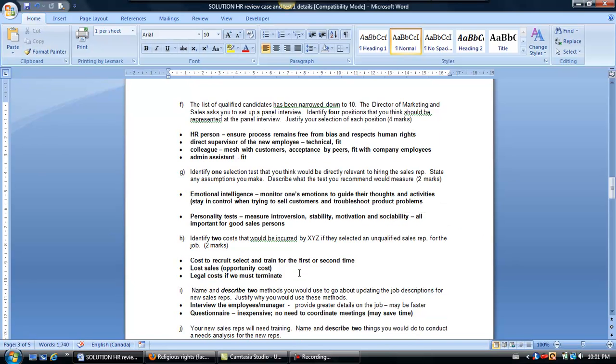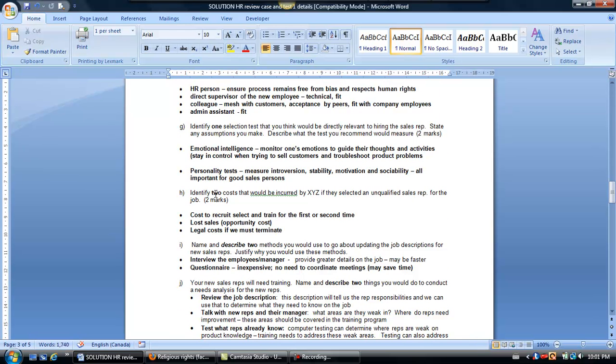Okay, now let's look at H. Identify 2 costs that would be incurred by the company if they selected an applicant that was unqualified for the job. Well, obviously, one cost would be the cost to recruit, select, and to train for the first time or the second time, right? So what we mean by that is, say, for example, we have to terminate somebody, then we'd hire a new person, right? So we would have had to go through the recruitment, selection, and training process twice. Once to hire the first person, and then if we terminate them, again to hire the second person.